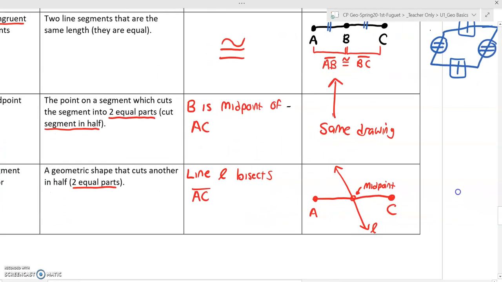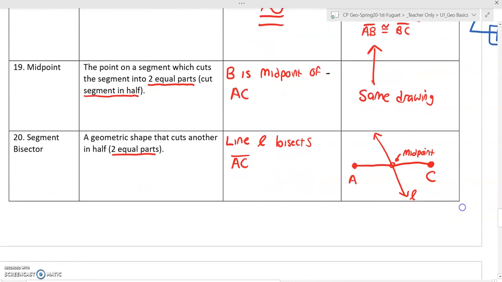Going back and finishing our example at 20, since we know that line L was bisecting AC, we can now say that this midpoint is going to make this left segment equal and this right segment equal to one another. Okay.